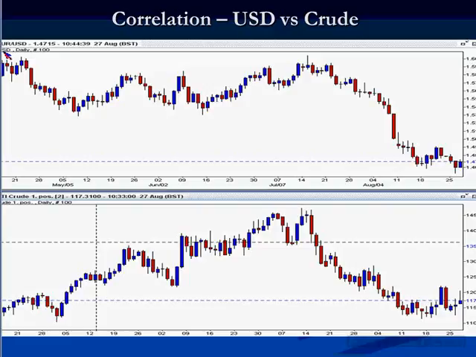Because the base is the euro, and the quote pair is the US dollar. And if I had the dollar index up there, it would actually be effectively the other way round.